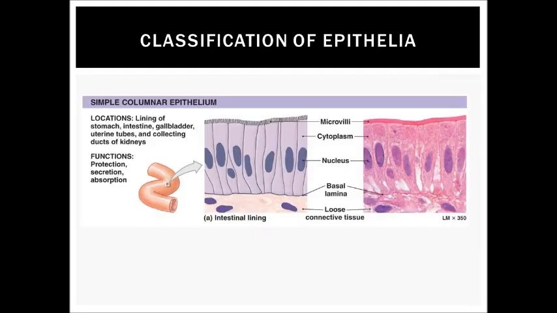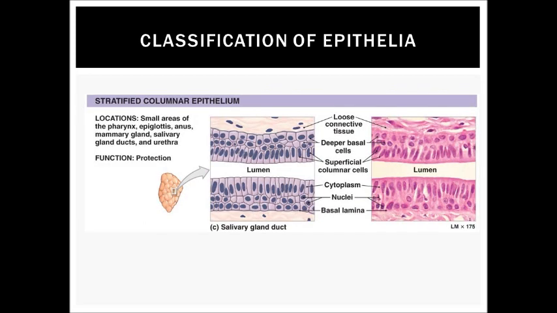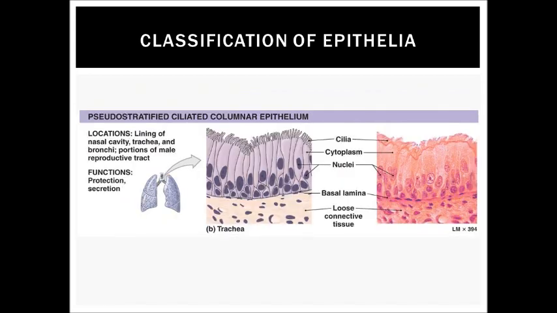For simple columnar epithelium, you may find it in locations such as the stomach, intestine, and gallbladder. For stratified columnar epithelium, example locations are the epiglottis and salivary gland. And for pseudostratified columnar epithelium, the cells typically have cilia. Common locations for this epithelium are the trachea, bronchus, and nasal cavity.